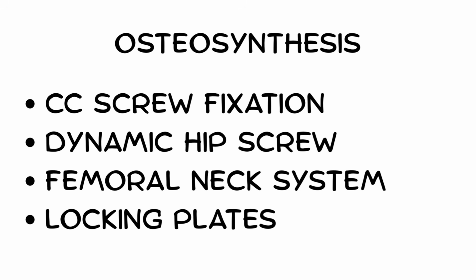So the various options used for neck of femur fracture osteosynthesis are CC screw fixation and a dynamic hip screw, also called the sliding hip screw. You need to know at least about CC screw and dynamic hip screw. Other options are the femoral neck system and locking plates, which can be used. However, the commonly used ones are the CC screws and the dynamic hip screw.